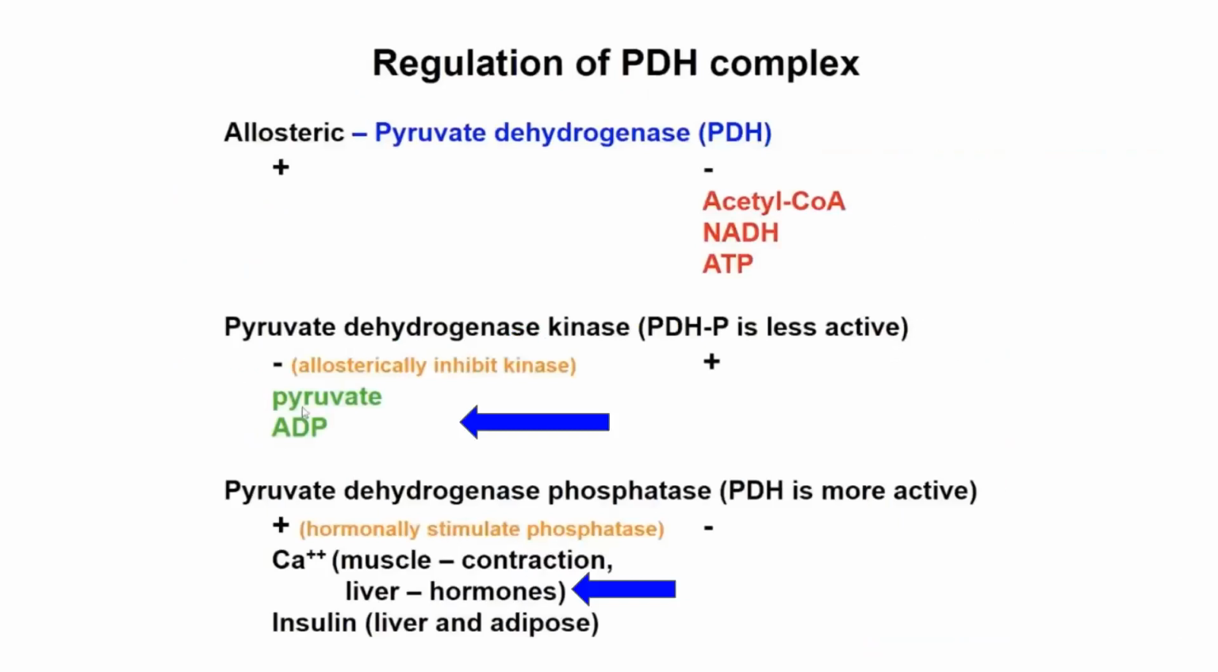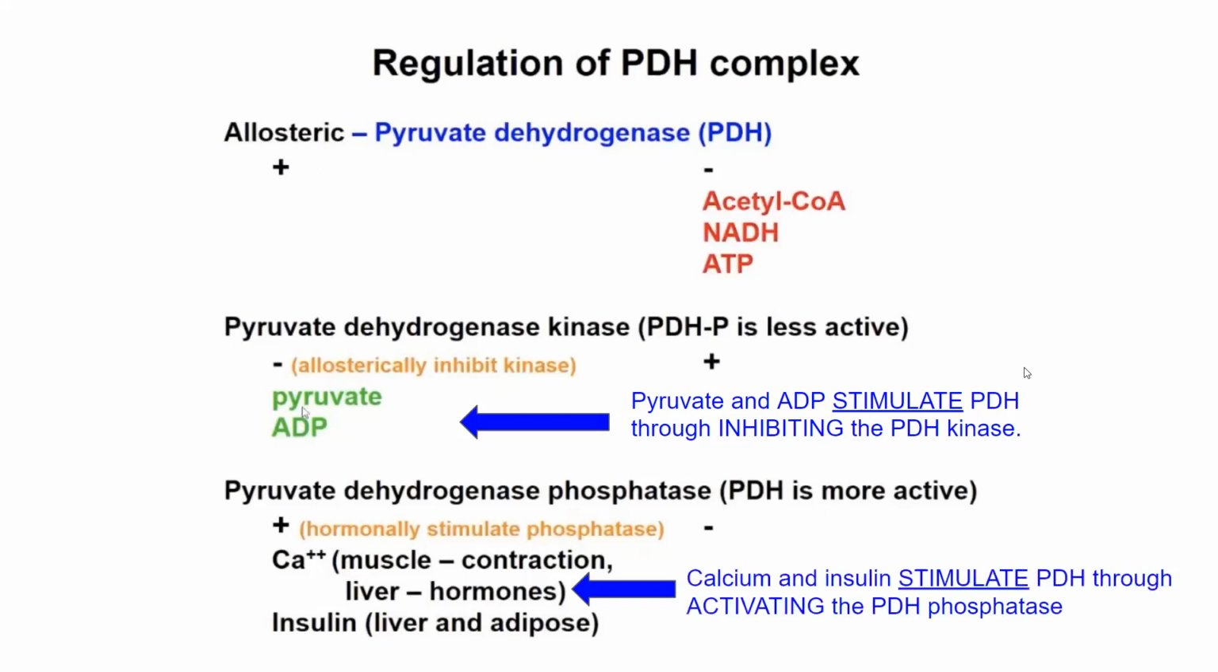Okay, so this is kind of the regulation just grouped into different categories. There's 3 main allosteric inhibitors of PDH, which are acetyl-CoA, NADH, ATP. Now, the activators of PDH don't act allosterically. They act through this enzyme called PDH kinase. They stimulate PDH by inhibiting PDH kinase, because PDH with a phosphate on it is less active. So by inhibiting this enzyme, we're actually activating PDH.